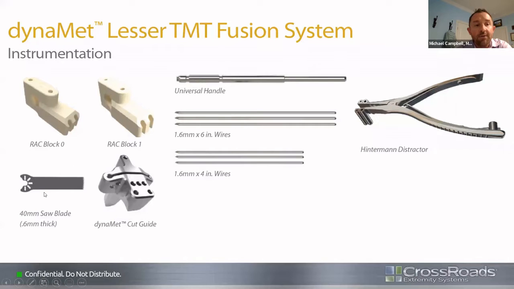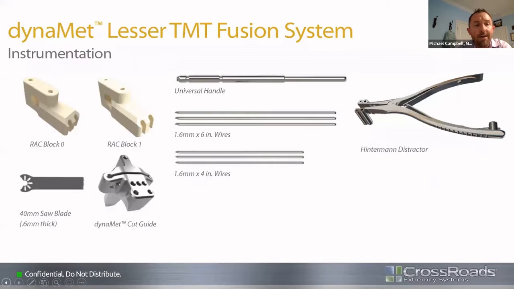After you've done your cuts using the 40 millimeter saw blade that allows you to get through the guide and all the way down to the bottom of a metatarsal, even in a large foot, you then use the Hintermann distractor, which is provided. You can choose your plate. There's a couple options. We'll talk about that. And then you can put your rack block over the top to compress.